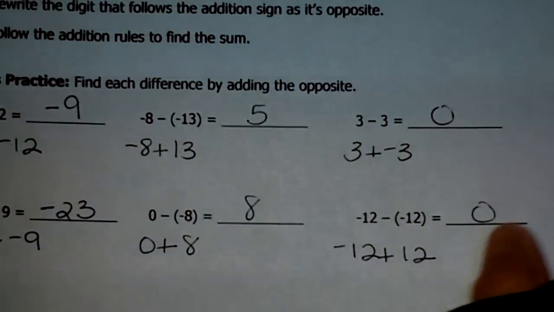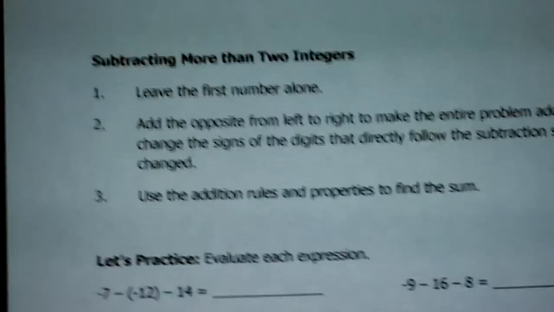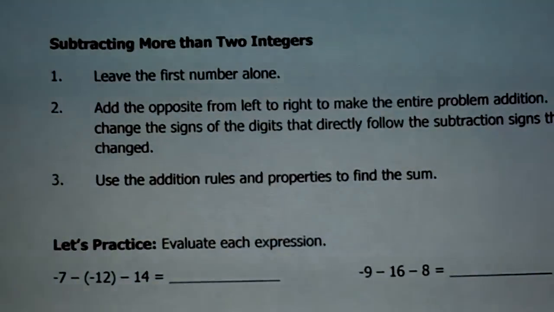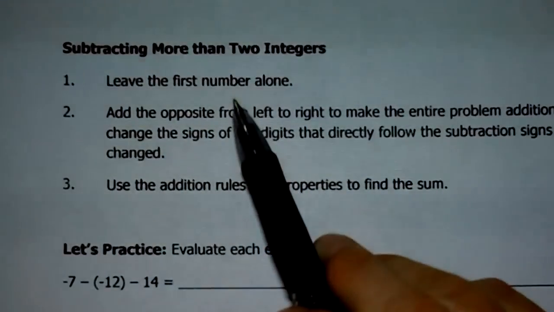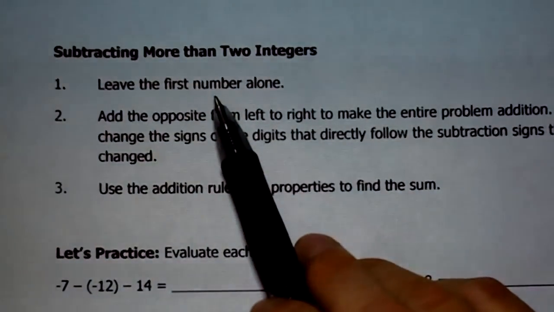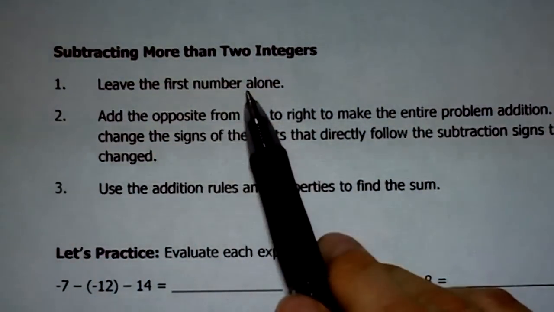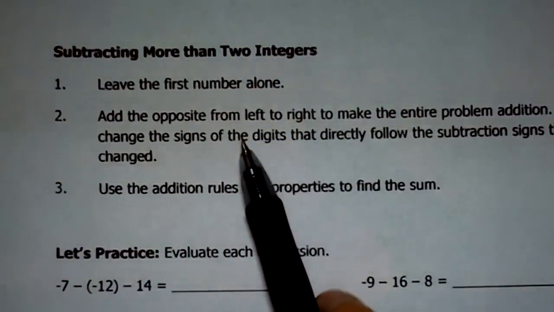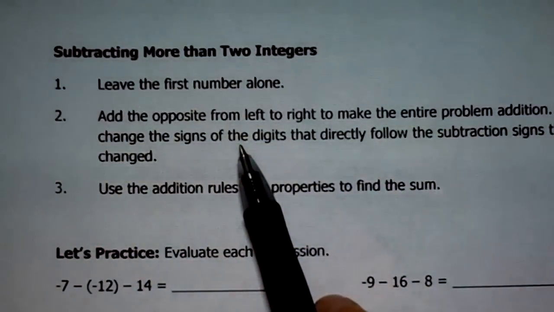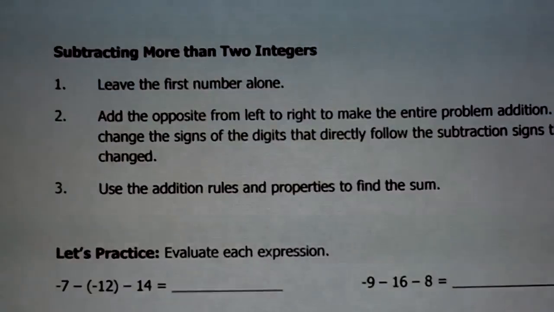Sometimes you have more than 2 numbers to subtract though. So turn your page and let's talk about that. So subtracting more than 2 integers. Again, steps are very similar here. We're going to change it to addition. You leave the first number alone, and after that you add the opposite from left to right to make the entire problem addition. You only change the signs of the digits that directly follow the subtraction signs that you changed.